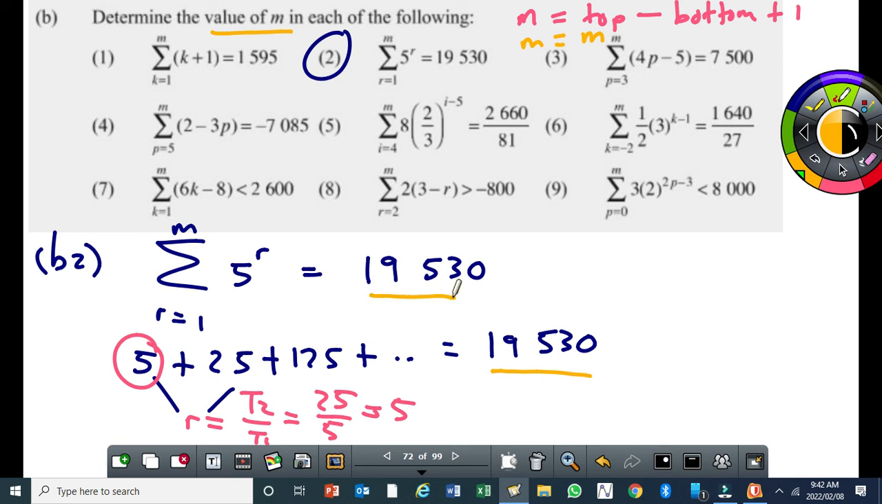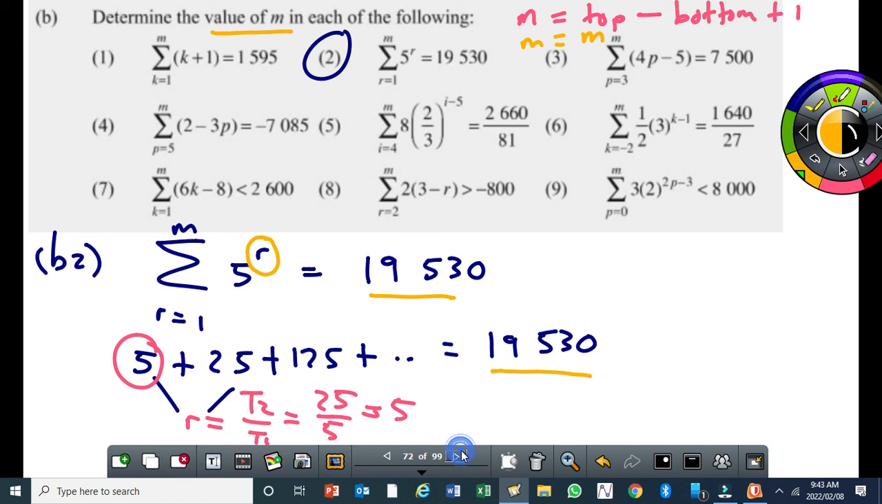Then we know the first term. Here R is an exponent, therefore this is a geometric series. The second term is 25. The common ratio will be T2 over T1, which is 5. Any questions so far?